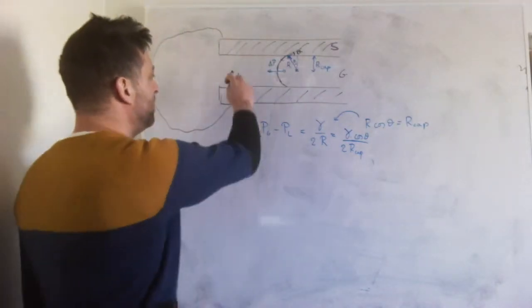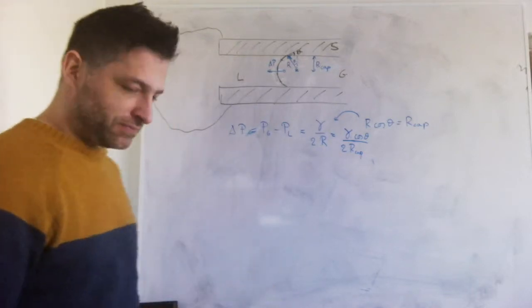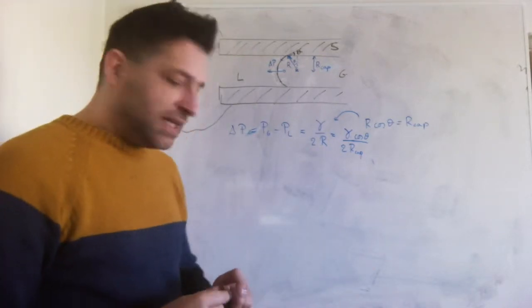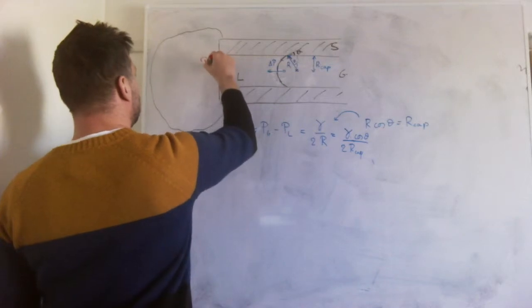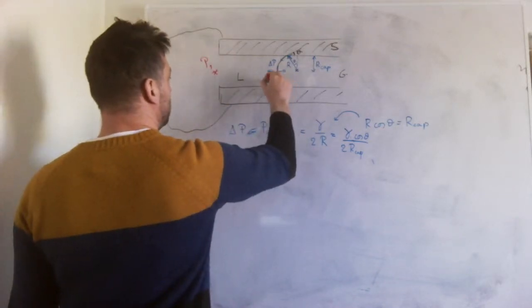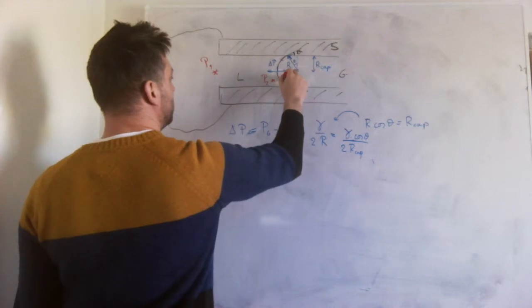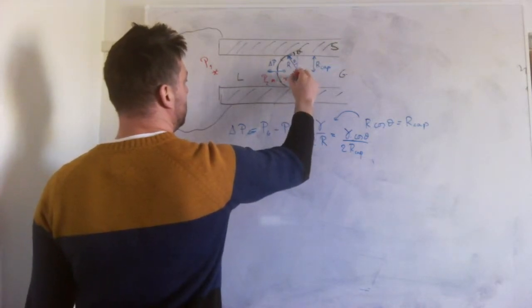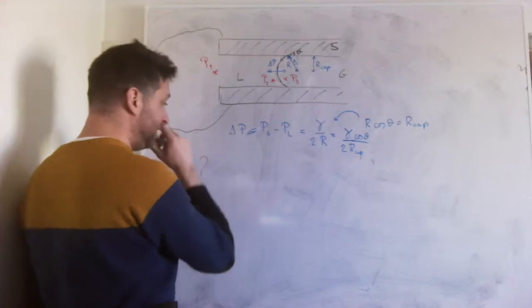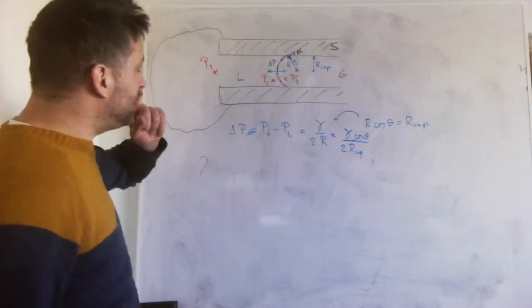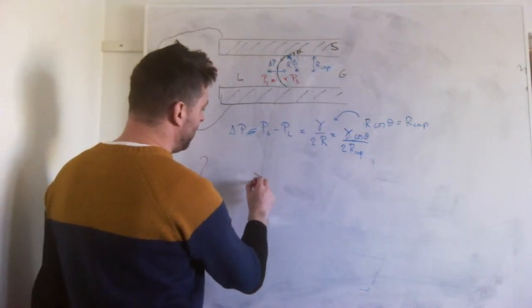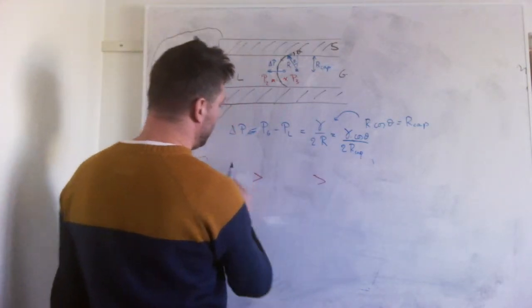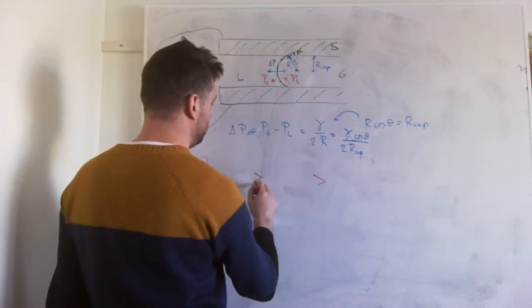Actually, I know the flow goes from the left side to the right side. Time for a little exercise. I have three pressures. I can consider a pressure P1, a pressure P2 here, and a pressure P3 here. My quiz question is: rank these three pressures, P1, P2, P3, from large to small. So the largest, medium, and the smallest.